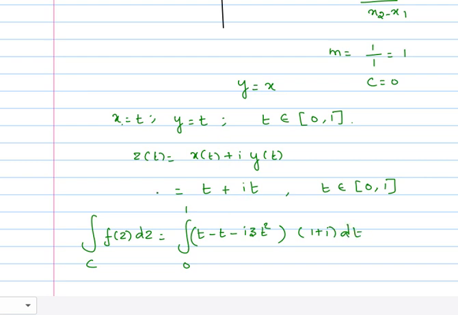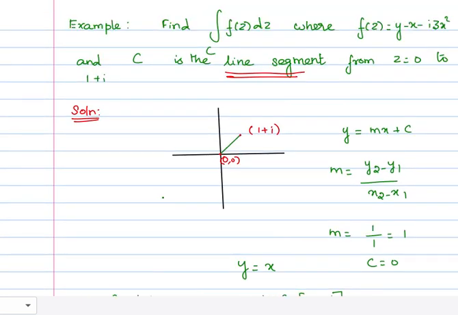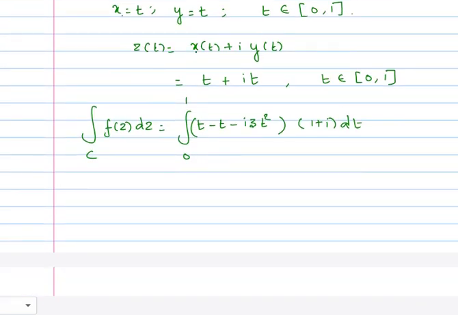I know that x(t) is t, so y is also t, x also t, and I simply apply this result. And z prime of t, taking the derivative with respect to t, gives 1 plus i. Now this is the equation. When you multiply, this t and this t will cancel.